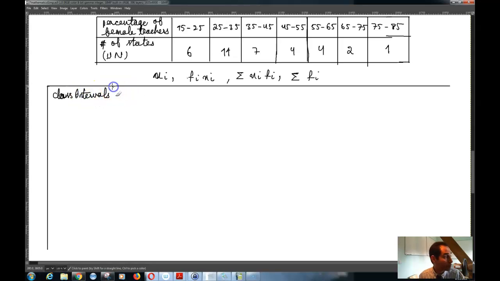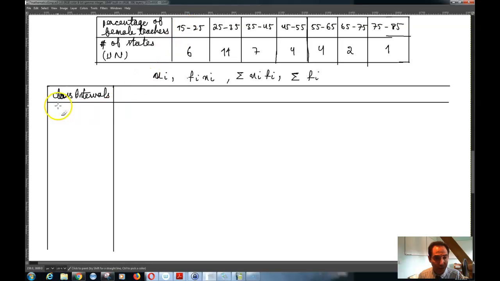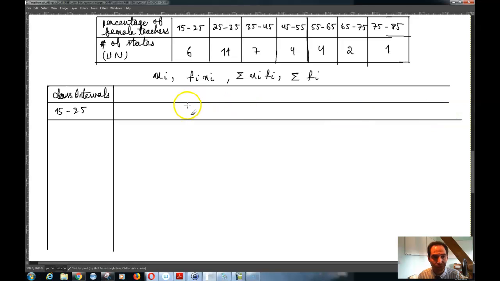I'm going to write that as class intervals. So these are my class intervals, for example, 15 to 25. Let me write this a little bit more conservatively, because there are a few things that we still need to add to this table, so I don't want to run out of space.